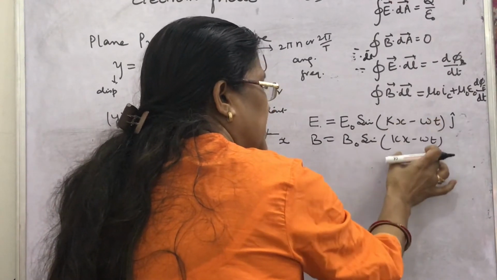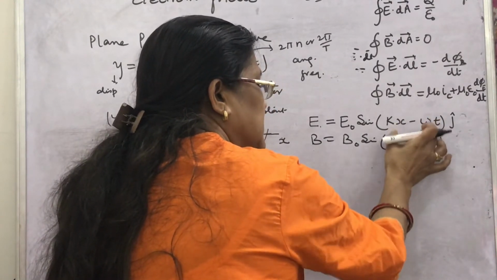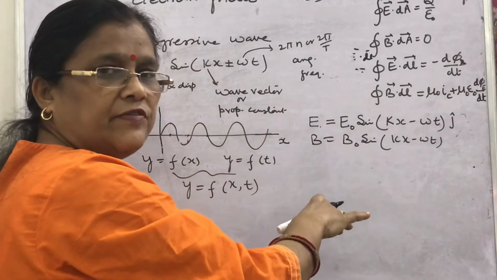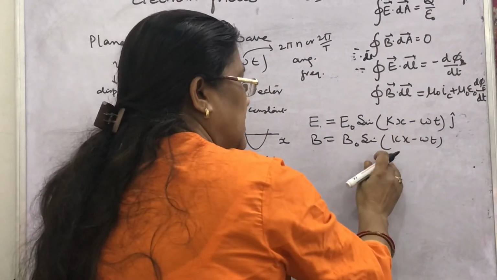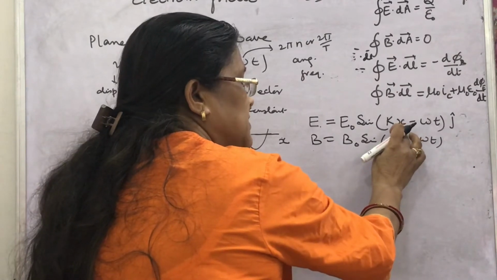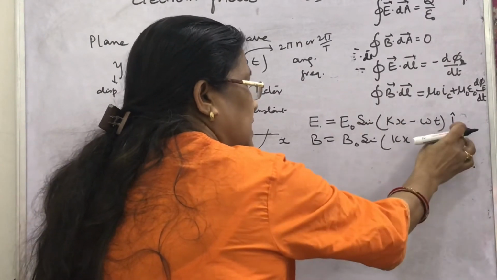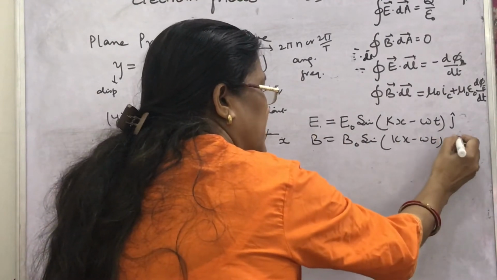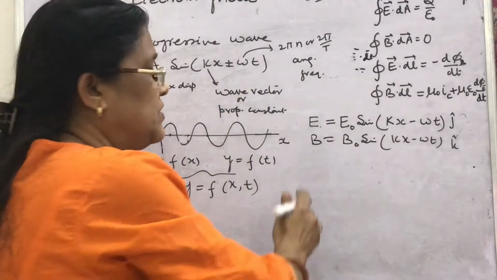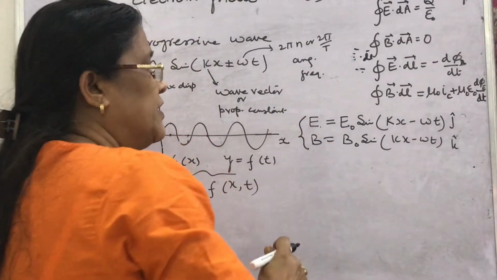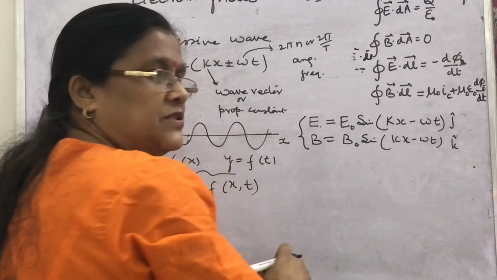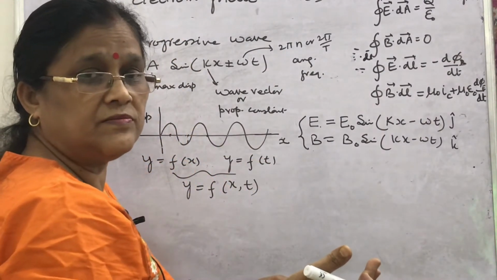The bracket quantity will remain the same as it is the phase, and both E and B are produced in the same phase and perpendicular to each other. Now, j is the y axis, then which direction is B? K. So these two expressions represent E, B and the direction of propagation along which axis.